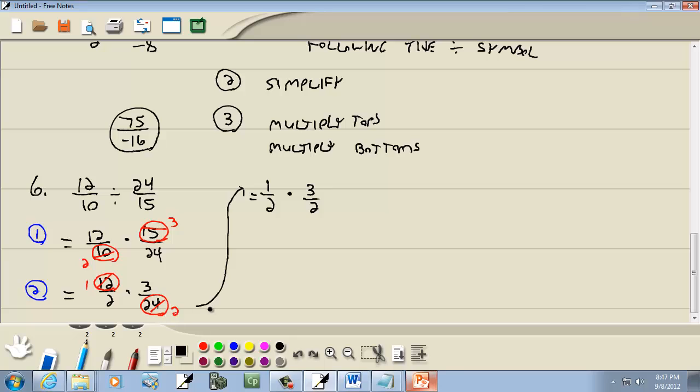Now it doesn't matter what order you do these in. You're going to find that you'll get the same answer. There's nothing else I can do, looks like. So multiply the top parts together and the bottom parts, and our answer will be 3/4. If you had started off reducing the 12 and 10 and 15 and 24, and then went from there, you would get the same answer. So there is no right way, just as long as one's on top, one's on the bottom.